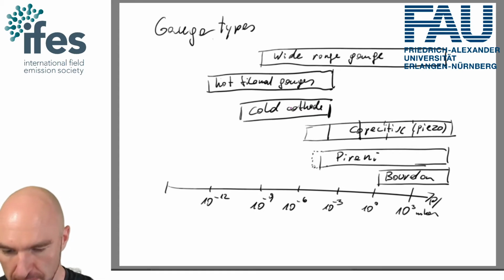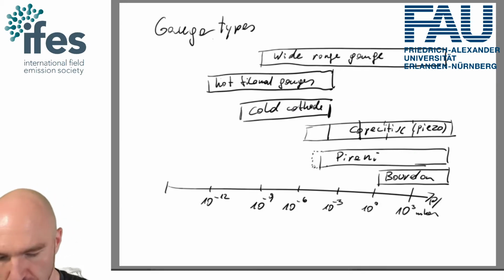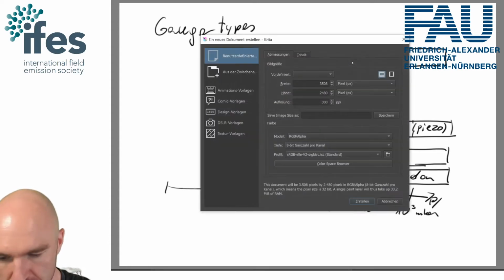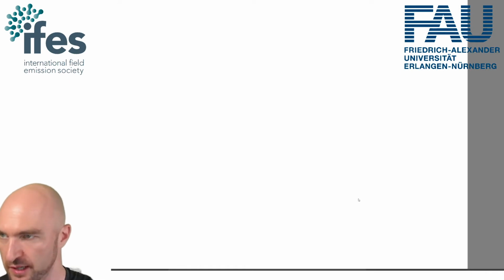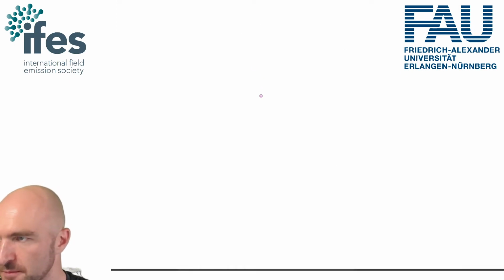Good. Let's jump right in and start with the measurement for coarse vacuum. Let's start with the Bourdon gauges and the Pirani gauges. They are actually relatively simple gauges.